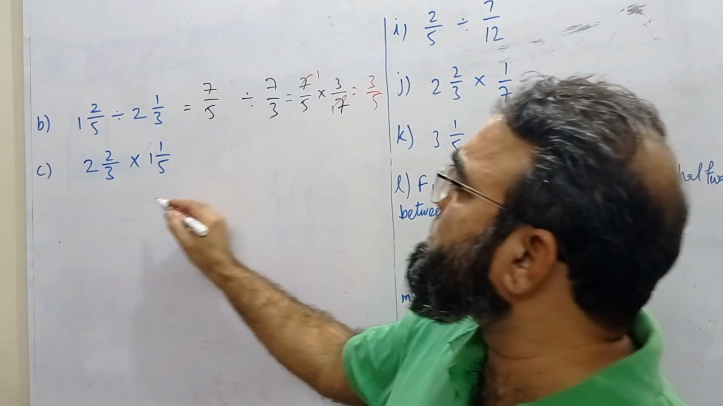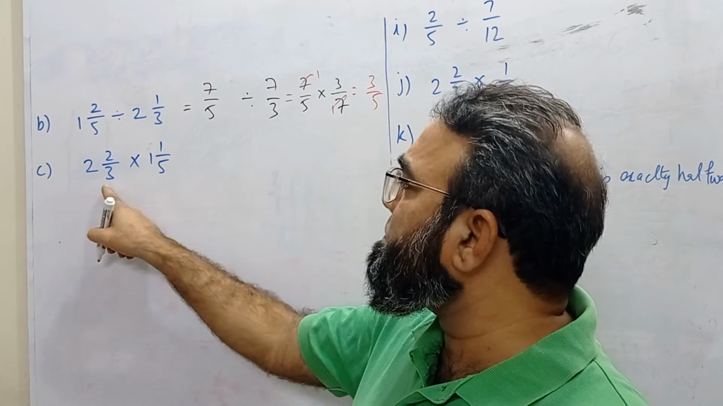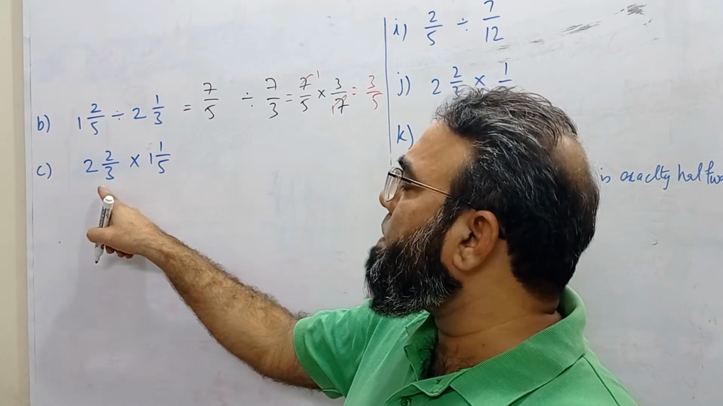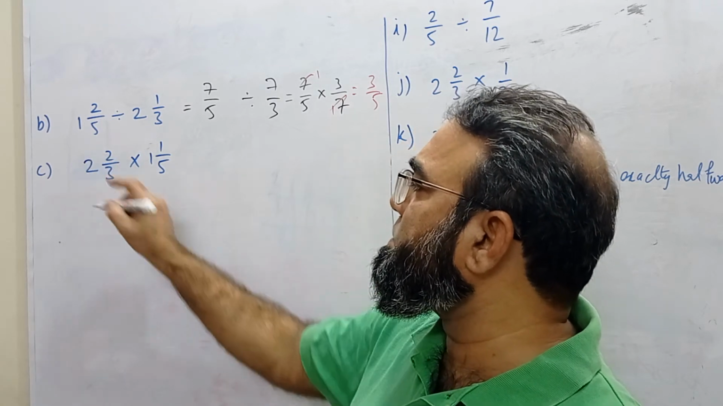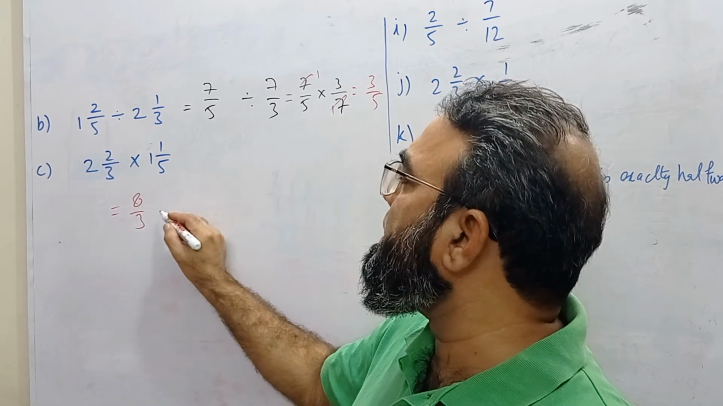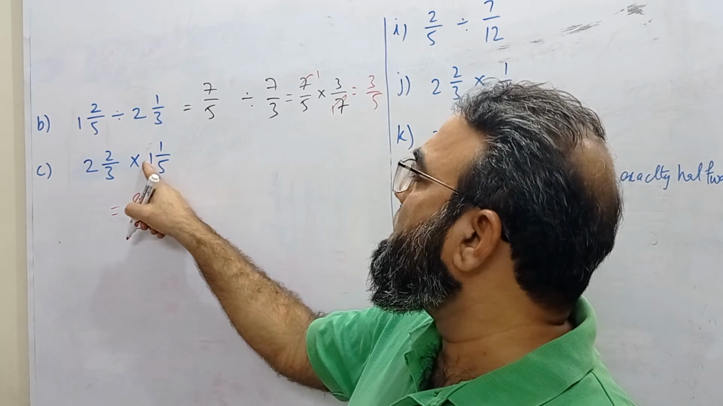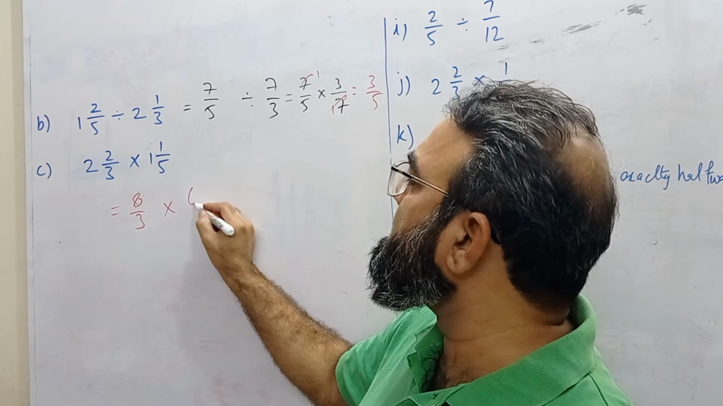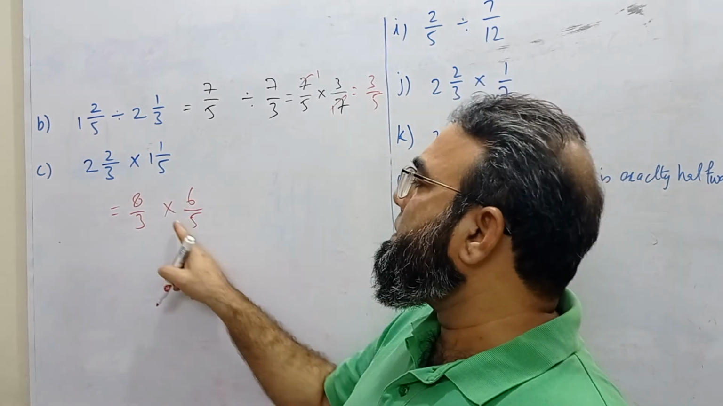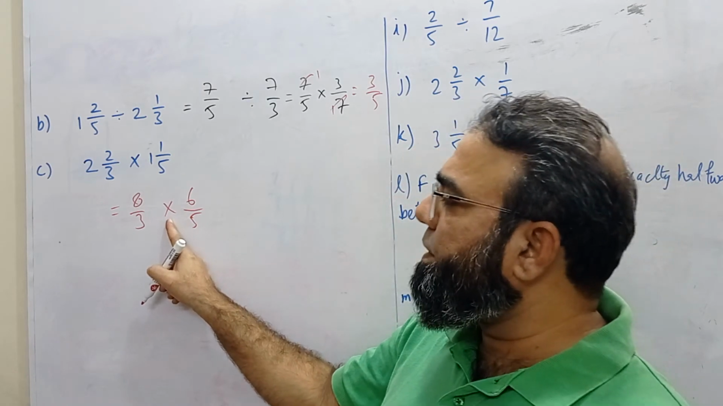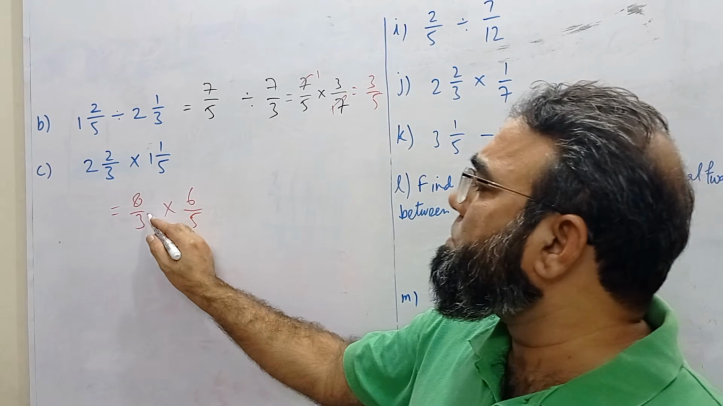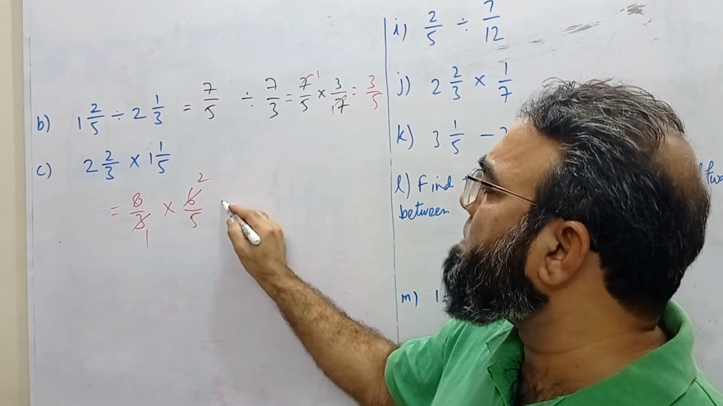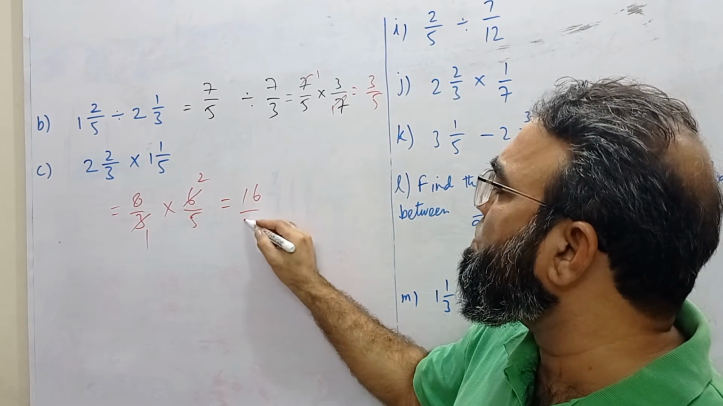Okay, now for this one, again you have to change these mixed fractions into improper fractions. 3 times 2 is 6 plus 2 is 8 over 3, times, this is 5 plus 1, 6 over 5. There is already a multiplication sign over here, so there is no need to think about the reciprocals. Okay, so this is 3 1 times, 3 2 times. Your answer is 16 over 5.